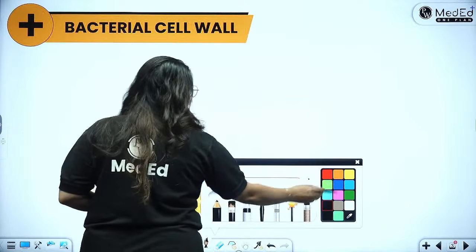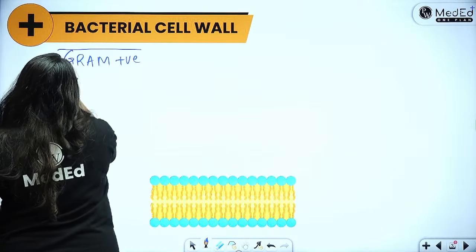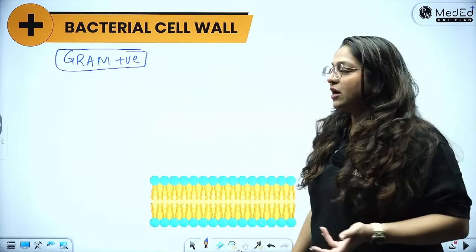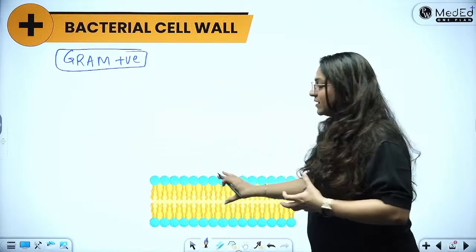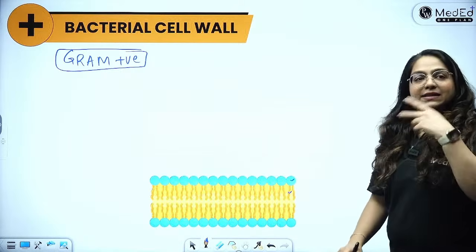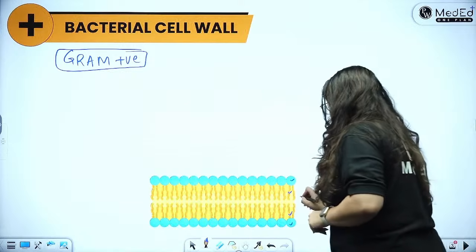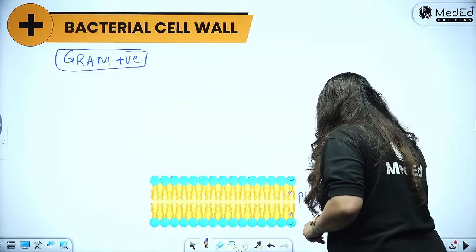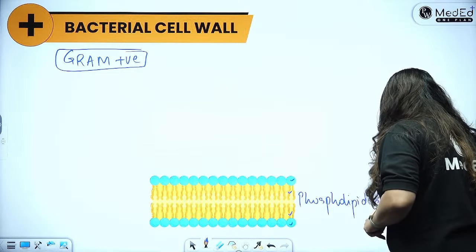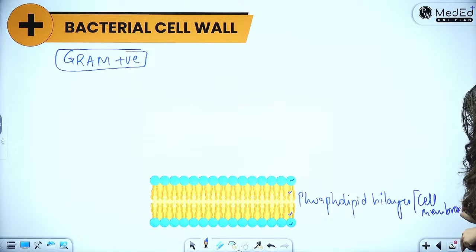There are two types of bacteria in this world: the gram positive guys and the gram negative guys. When I'm talking about a gram positive cell wall, I of course have to start with the cell membrane, right? This is a phospholipid bilayer. There is a phosphate moiety, lipid moiety, and the same here, phosphate moiety, lipid moiety. So it's a phospholipid bilayer. You will draw this phospholipid bilayer and you will label that this right here is my cell membrane.